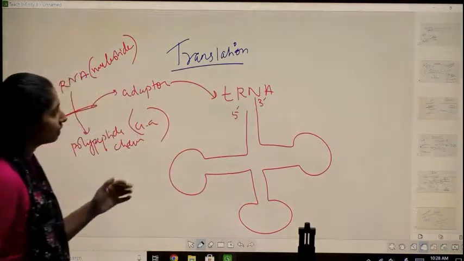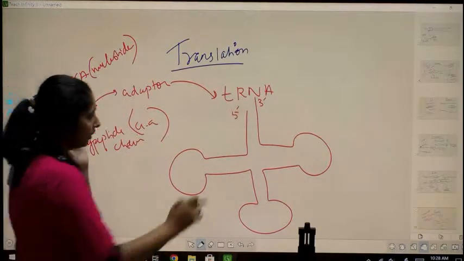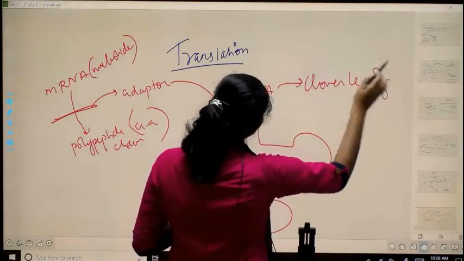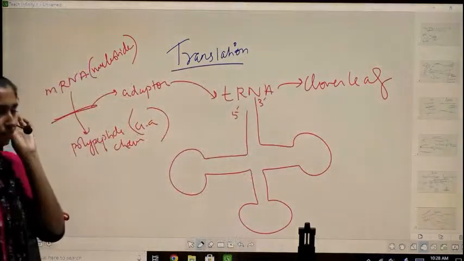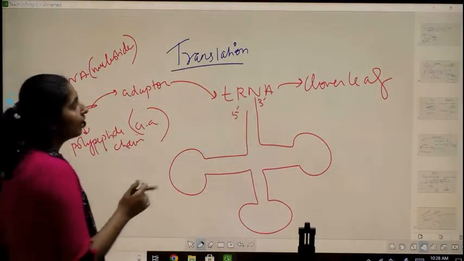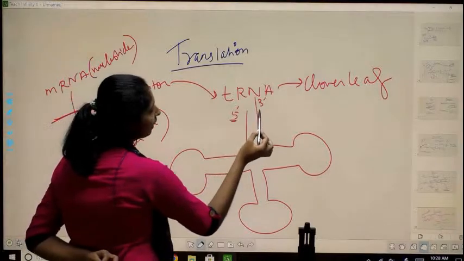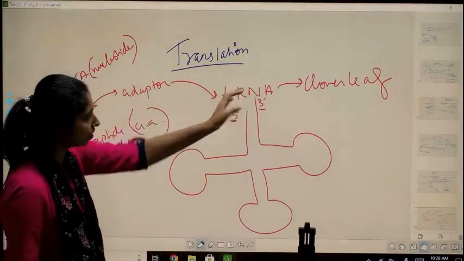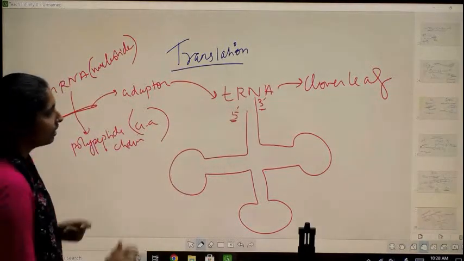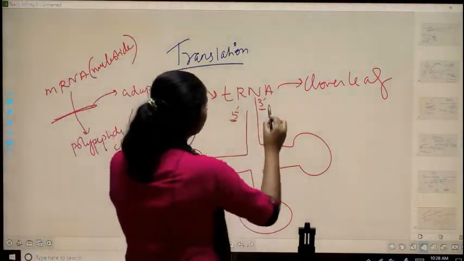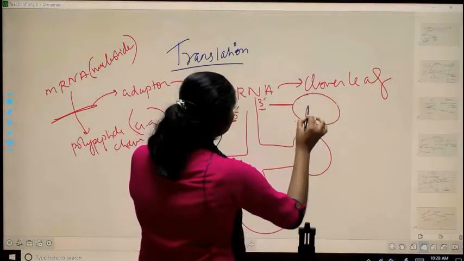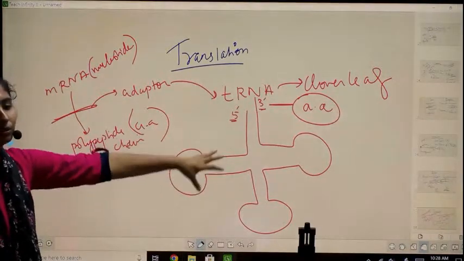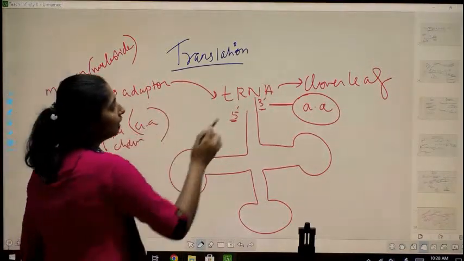So tRNA, if we closely look at the structure of tRNA, it has a clover leaf model. It has a clover leaf structure, or we can also call it an inverted L. In the tRNA, we have a 5' region and a 3' region. The 3' region is more elongated than the 5' region, right? It is at the 3' end that a new amino acid binds to the tRNA.